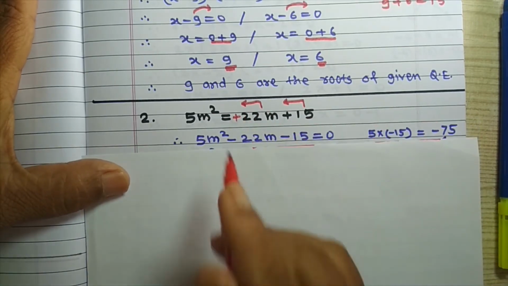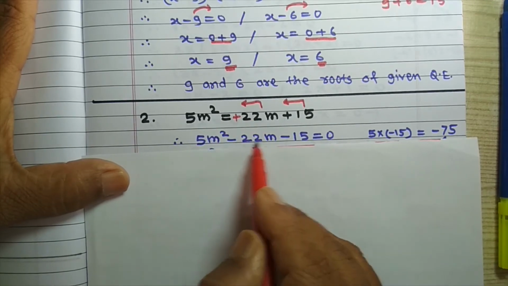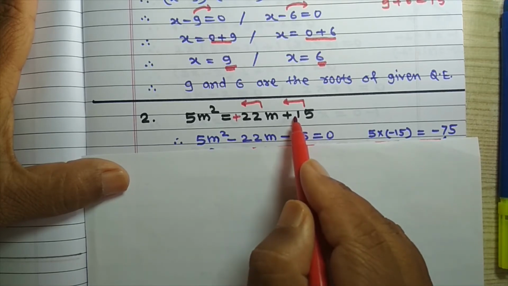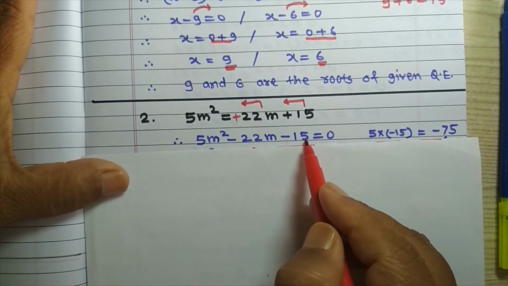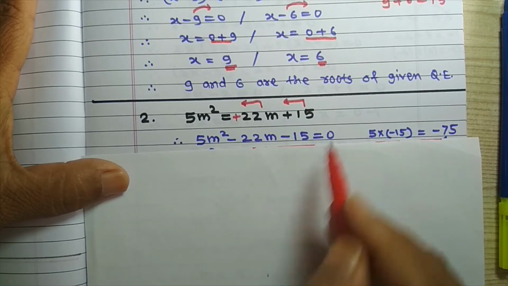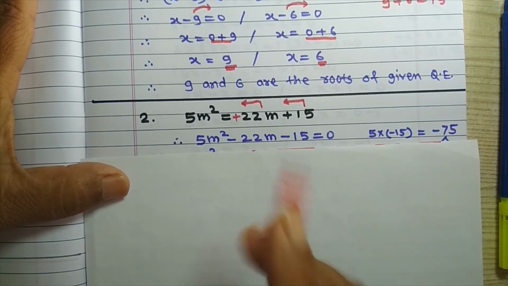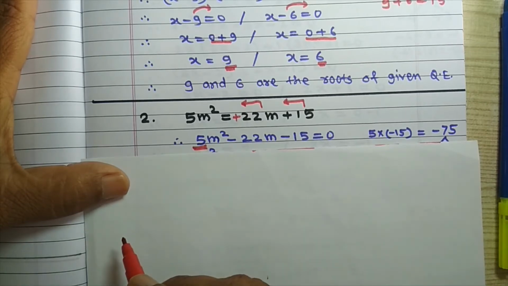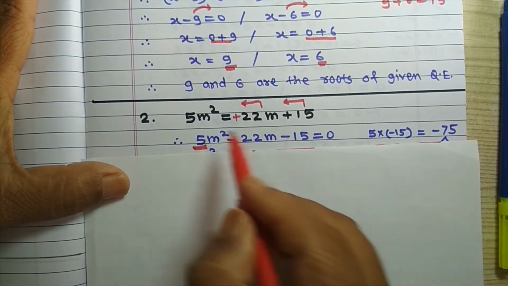See here, 5m square minus 22m. Plus 22 is converted into minus 22, and minus 15. Here plus 15 we have to take to the left side of that equality. Then it becomes minus 15 is equal to 0. See here, the coefficient of the square term is 5.